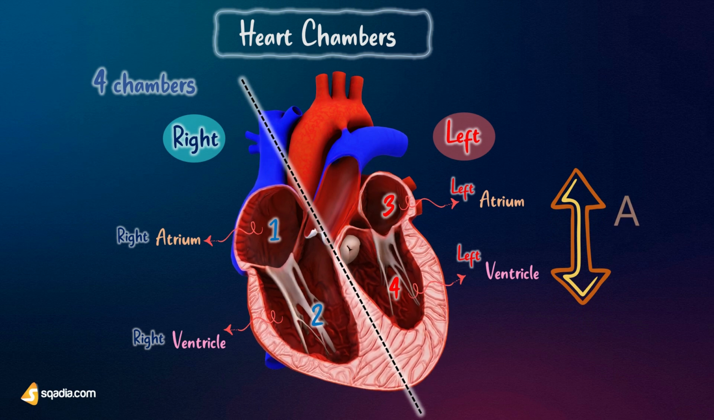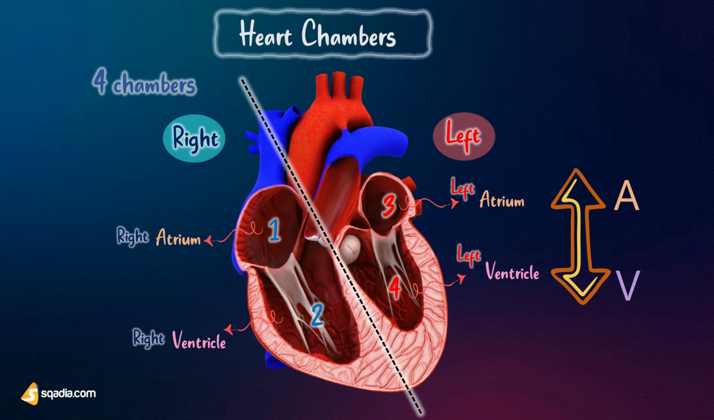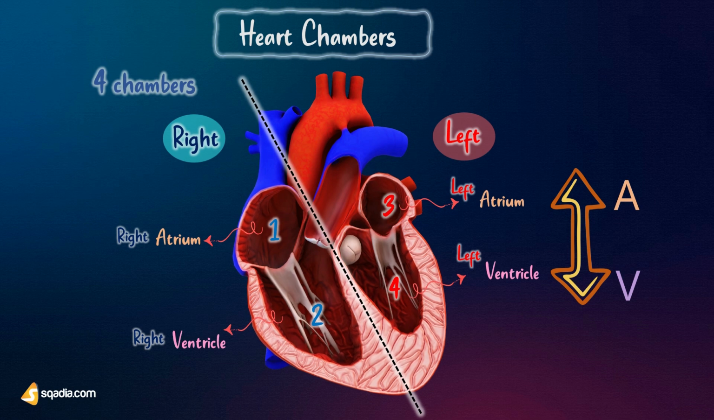You can easily memorize that by comparing A and V with an arrow. In A of atria, the arrow is pointing upward, so they are the upper chambers, while in V of ventricles, the arrow is pointing downward, as they are the lower chambers.